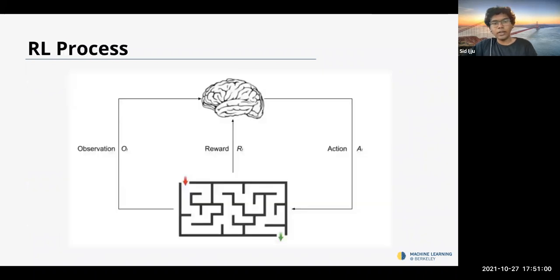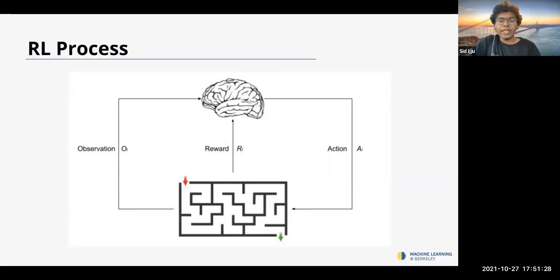All right, great. Now we go into something called the RL process. If you look at this map, you can think of the brain here as the agent in this RL formulation. The environment would be the maze that we're looking at here, and the state would be where we are in the maze at a given time.